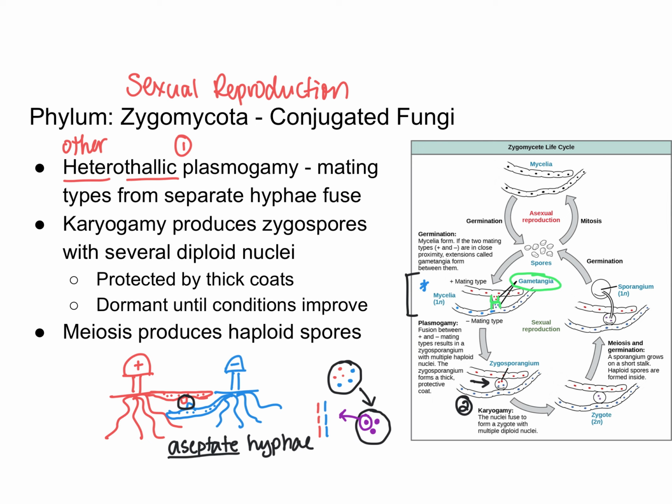So remember that this is the zygosporangium, with the haploid nuclei in it. And then down here we have the zygote, which has formed after karyogamy, and we have multiple diploid nuclei present. And you can see the zygote here on the diagram.